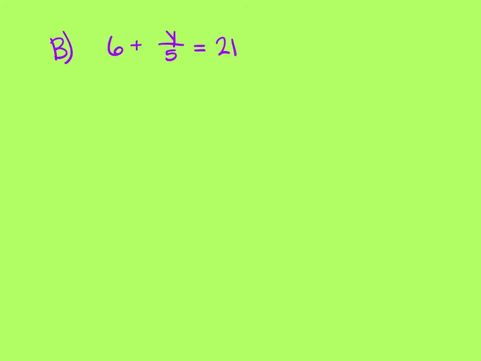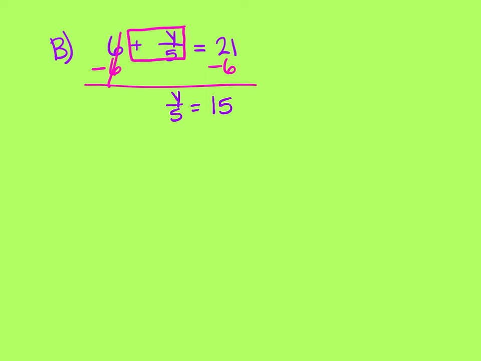B part, 6 plus y over 5 equal 21. So I'm going to start by boxing in my y term, including the sign to the left. I'm going to get rid of this positive 6 by subtracting 6 from both sides of the equal sign. And what will happen is we have y over 5 remaining on the left side equal 15 on the right side of the equal sign. Now we have a little one-step equation. We're going to undo dividing 5 by multiplying both sides by 5. So they cancel on the left side and we just get y. On the right side, 15 times 5 is 75.